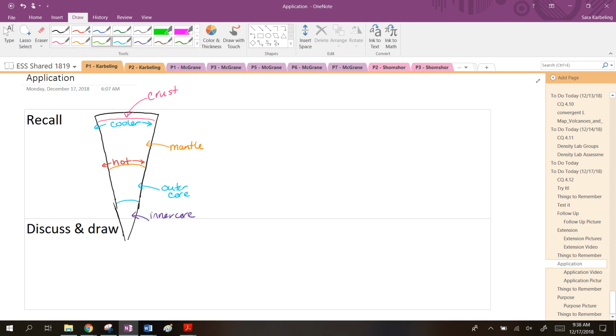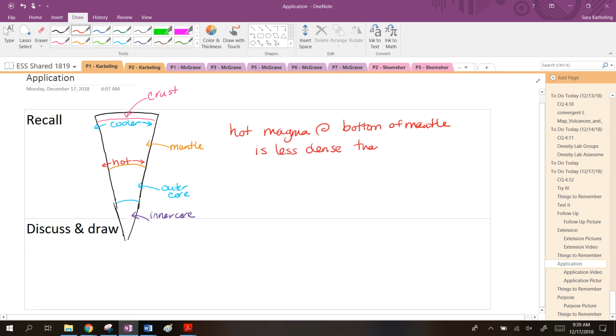Okay, so we're going to write this down: the hot magma at the bottom of the mantle is less dense than the magma near the crust. Okay? And as a result, you're going to get some rising and some sinking.